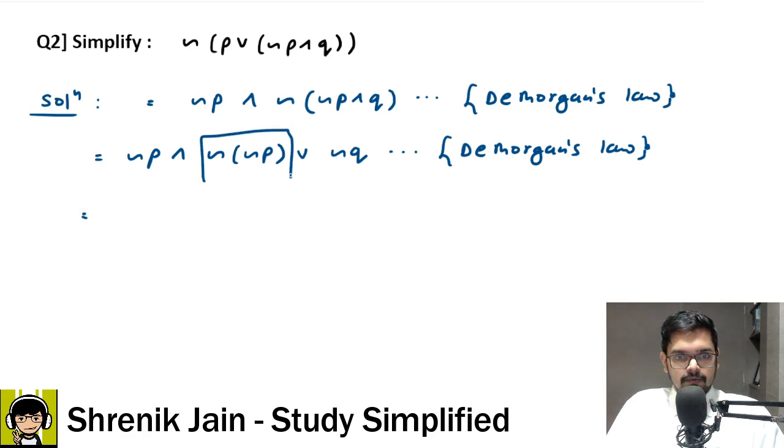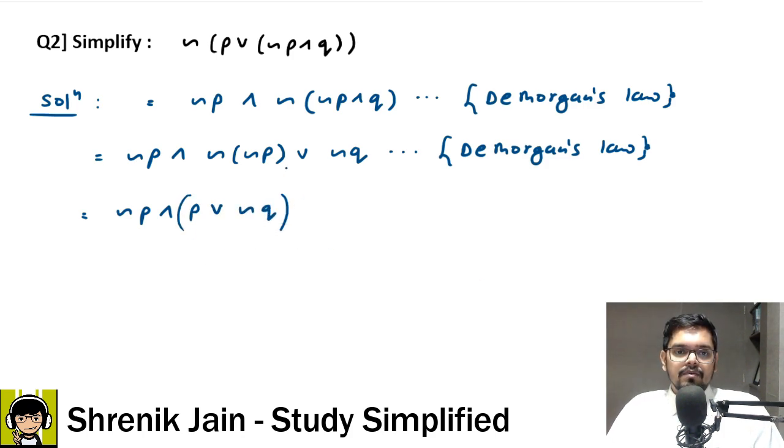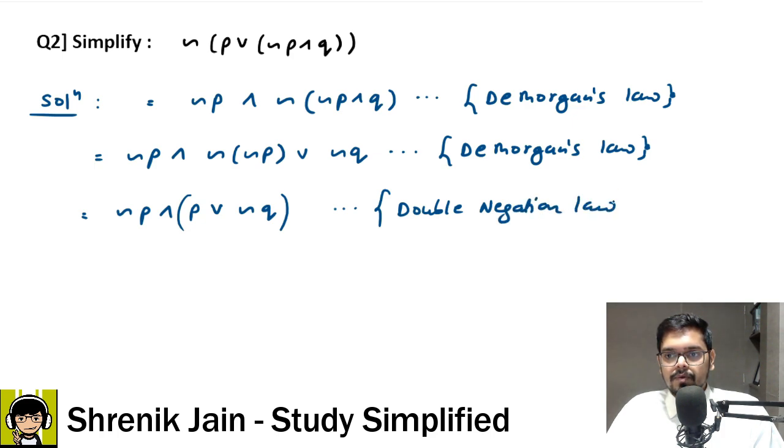This is somewhat like a double negation law. Yes, it is the double negation law. What it says: negation of negation P is just P. Understood. So now, do not forget, this line came by doing the operation of which law? Double negation law. Don't worry, I will address all your doubts also. I know very well where doubts can arise. Now what's next? What can we do?